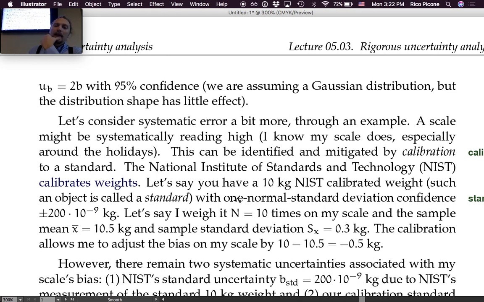I think we might have talked about this one a little bit. Did we? You guys should know this. Anyways, I know my scale does, especially around the holidays. This is a joke. Does that joke sound familiar? Sounds familiar. I think what I did is I reused this from the intro because I felt like it's been so long since we talked about these different types of error and uncertainty that we probably wouldn't be remembering them.